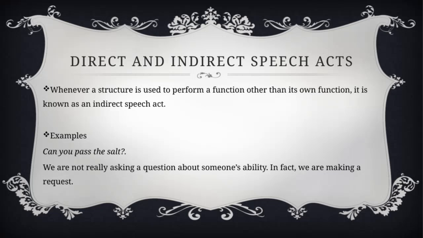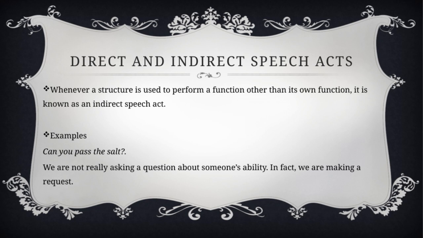Whenever we use a structure to perform a function that's different from its usual or literal function, we call that an indirect speech act. For example, when someone says, "Can you pass the salt?" they're not literally asking if you have the ability to pass the salt. Instead, they're making a request for you to do so. This is a key concept because it shows how language can be used to go beyond just conveying information. It highlights the difference between direct and indirect speech acts.